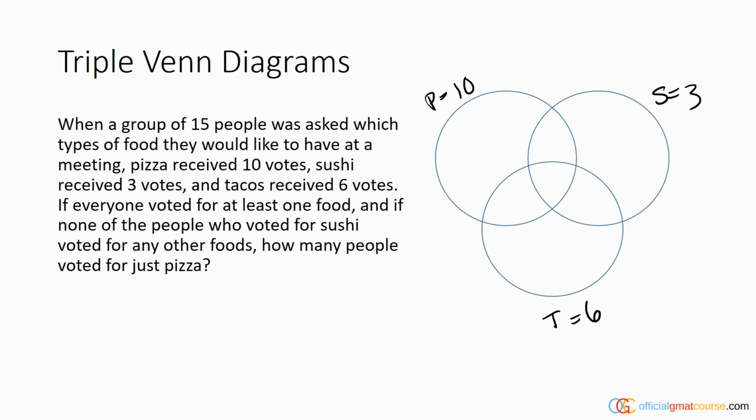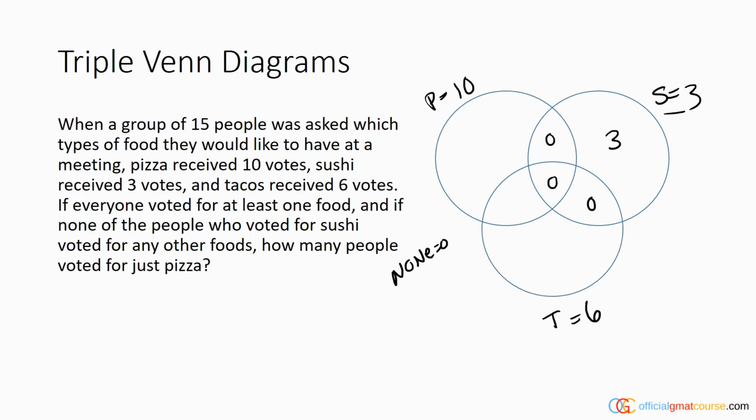Now, if everyone voted for at least one food, so there's no none category out here, none equals 0. And if none of the people who voted for sushi voted for any other food, so sushi, the overlap here, here, and here is 0. How many people voted for just pizza?